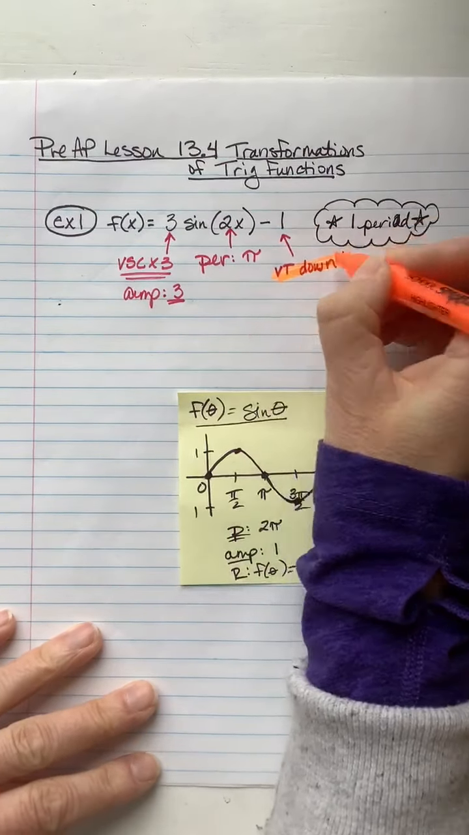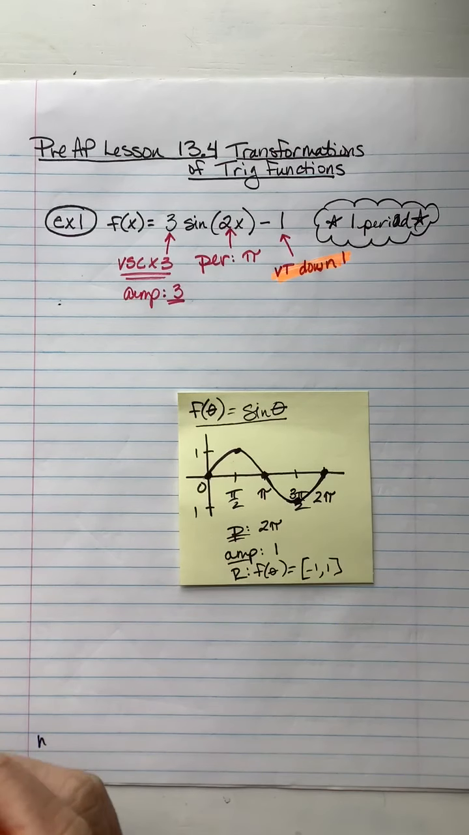What happens if this whole thing goes down 1?